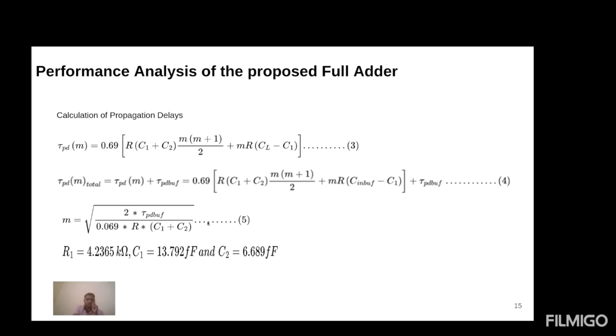Using equation 3 and equation 4, we get equation 5, which is the relation between the buffer's propagation delay, C1, C2 and R. It is a wonderful relation, where we can observe that the total number of stages required to design the circuit is directly proportional to the propagation delay of the buffer stage, and inversely proportional to the on resistance R and C1 and C2, that is the input and output parasitic capacitance respectively.